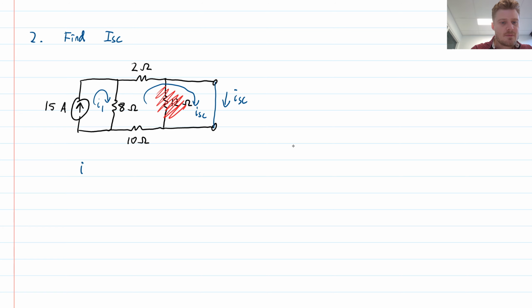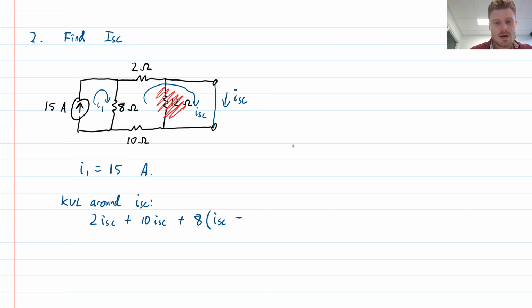So same as before, we have that I1 is going to be 15 amps. Let me just draw that one a bit more cleanly. I1 is 15 amps. And then I will do Kirchhoff voltage law around the mesh labeled with ISC. So that will give me, starting at that top left corner, 2 times ISC plus 10 times ISC plus 8 times ISC minus I1 is equal to 0.